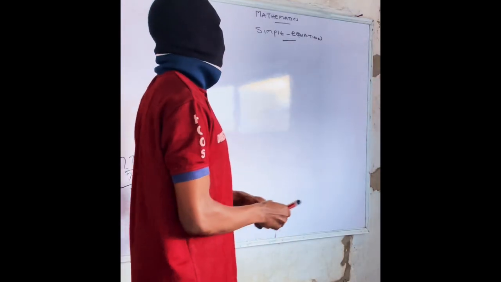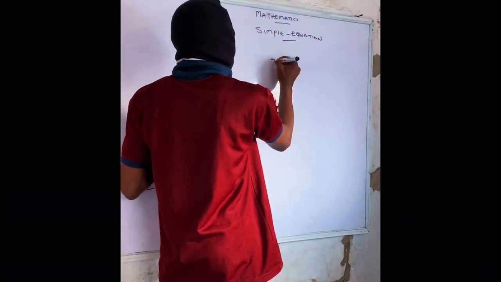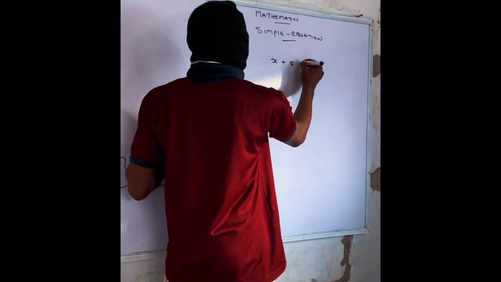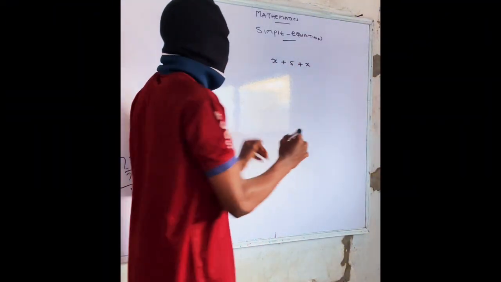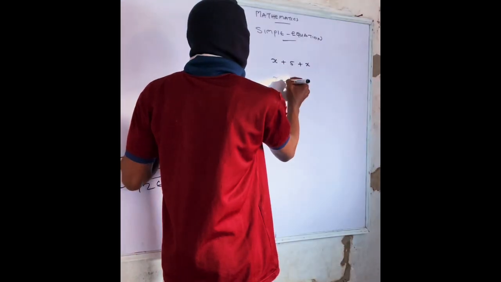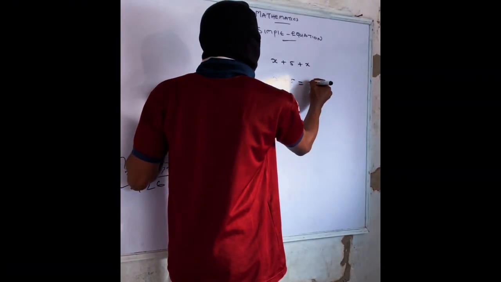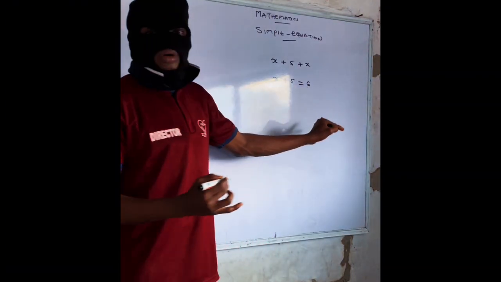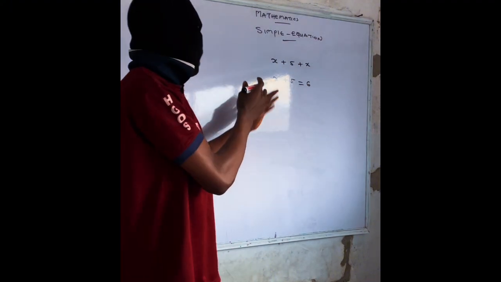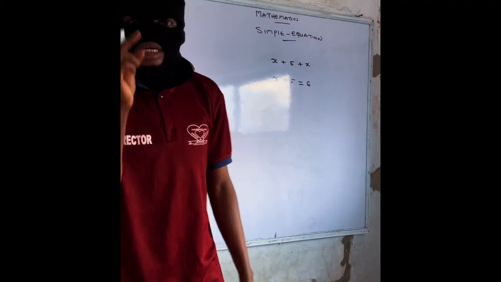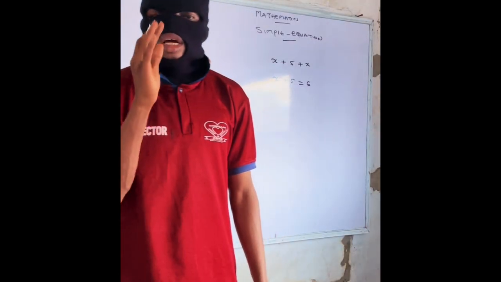Now look at this. You have x plus 5 plus x. This is an expression. Now you have x plus 5 equals 6. This is an equation. This is an expression; it does not have an equal sign. Why is this an equation? It has an equal sign. That's the difference between an expression and an equation.